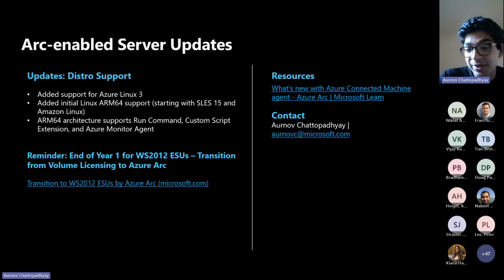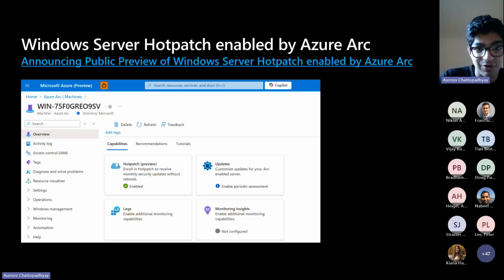So with that, we do have some exciting public preview news. So that's the public preview of the Windows Server hot patch enabled by Azure Arc for Windows Server 2025. So you likely saw this blogged both in the Azure Arc blog and the Windows Server blog, but now we have Windows Server hot patch enabled by Azure Arc in public preview. So if you have a Windows Server 2025 instance, you might be able to see the hot patch capability card enablement already show up for those instances.